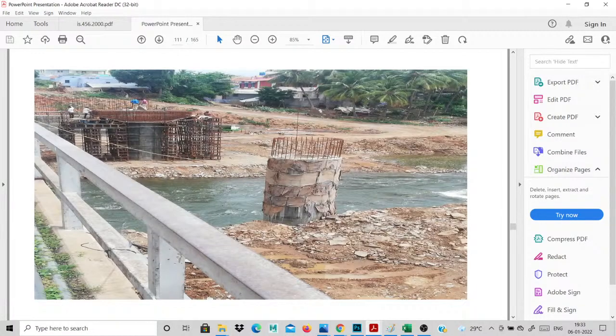This is a riverbed area. The river will be flowing here. Near my area, a bridge will be under construction. This is a riverbed area. The dam is nearby, 100 meters away. So what type of foundation will be chosen for this area? What type of foundation? Anyone?